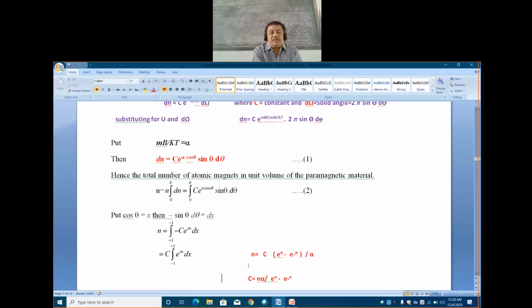When we substitute, n is equal to c constant into e raised to plus alpha minus e raised to minus alpha, divided by alpha. Integration value of exponential and substituting the limits, n is equal to c constant, e raised to plus alpha minus e raised to minus alpha, divided by alpha. And rearranging, we want to substitute for c. Therefore, c is equal to, alpha on this side, n alpha. So n alpha divided by e raised to alpha minus e raised to minus alpha.